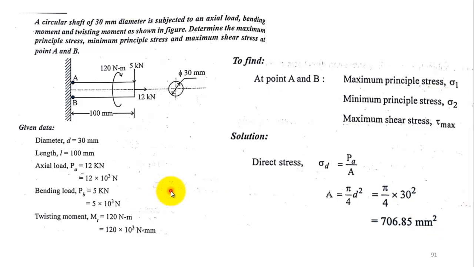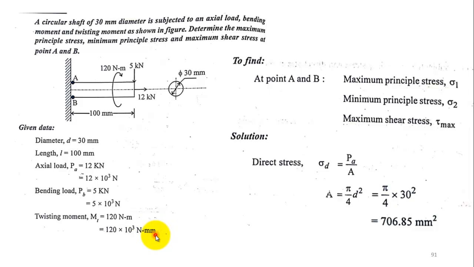Also you have to consider the unit system. In this problem we are using millimeter. Here they have given the shaft diameter and length in terms of millimeters only. In case of twisting moment also, we have to convert it to millimeter.